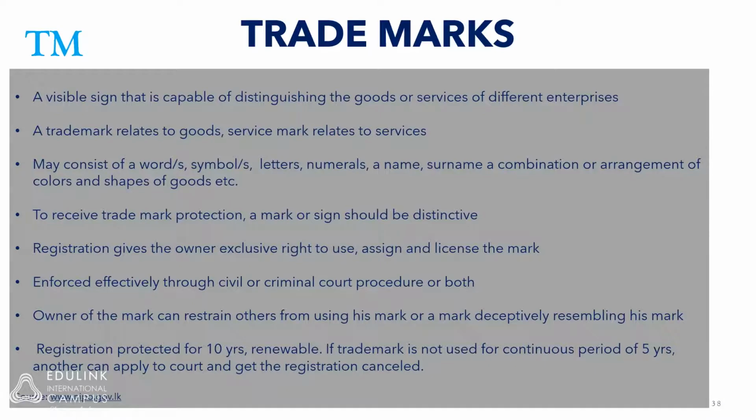A criminal court procedure is where, if you have made a product which is very similar to the product I have made, then I can claim for counterfeit goods or forgery. That's what we mean by criminal court procedure. Both of these options are available to us. Also, once you've registered, the owner has the ability to restrain other people from using that particular mark. You can't use it because that's my trademark, or even deceptively similar marks.